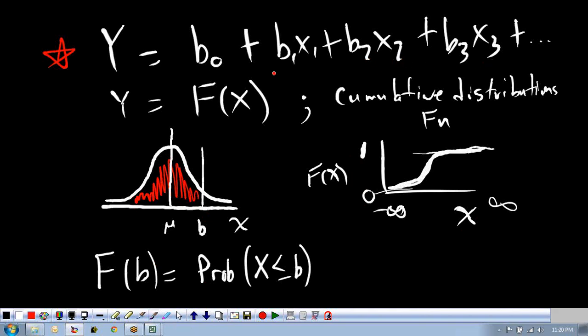So x can be any value, and it just converts the y to be between 0 and 1. Now let's suppose we chose the following. We chose a function such that the probability that y is equal to 1 given x, which is really f of x, is equal to 1 divided by 1 plus e to the (b0 plus b1x plus b2x2, etc.). And we'll take a look at that on the next page.